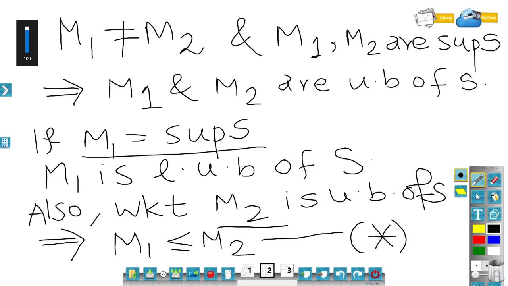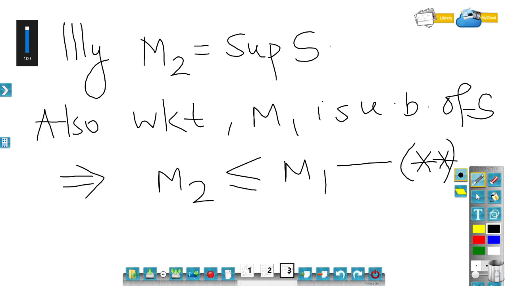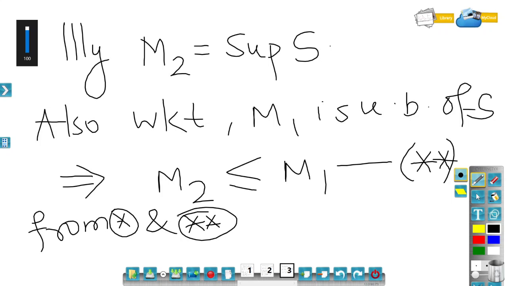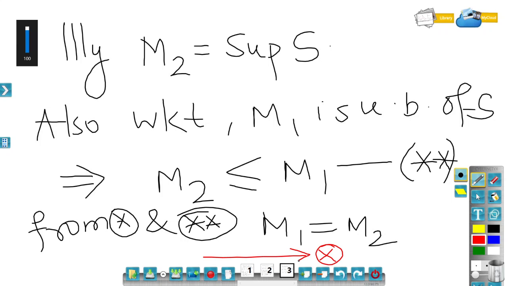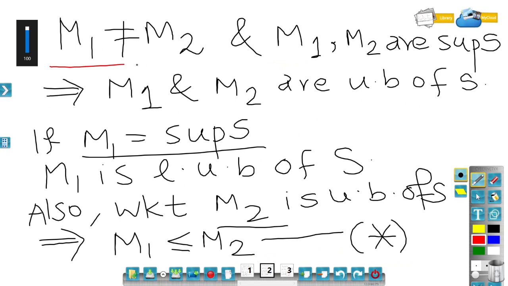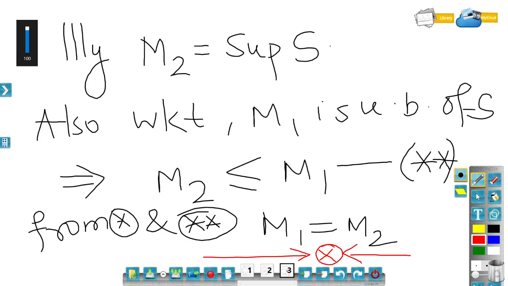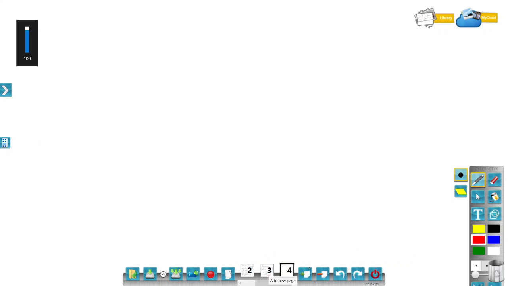So you could see that in star M1 is less than or equal to M2, and in double star M2 is less than or equal to M1. So from star and double star, we will get M1 is equal to M2, which is a contradiction because we have assumed that M1 is not equal to M2. So why did we get a contradiction? We got a contradiction because we assumed that the supremum of a set is not unique. Hence, our assumption is wrong.